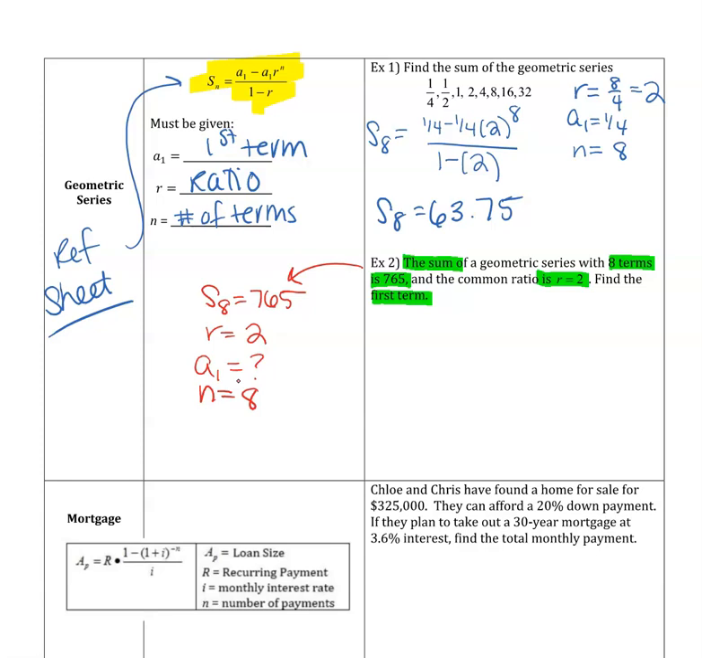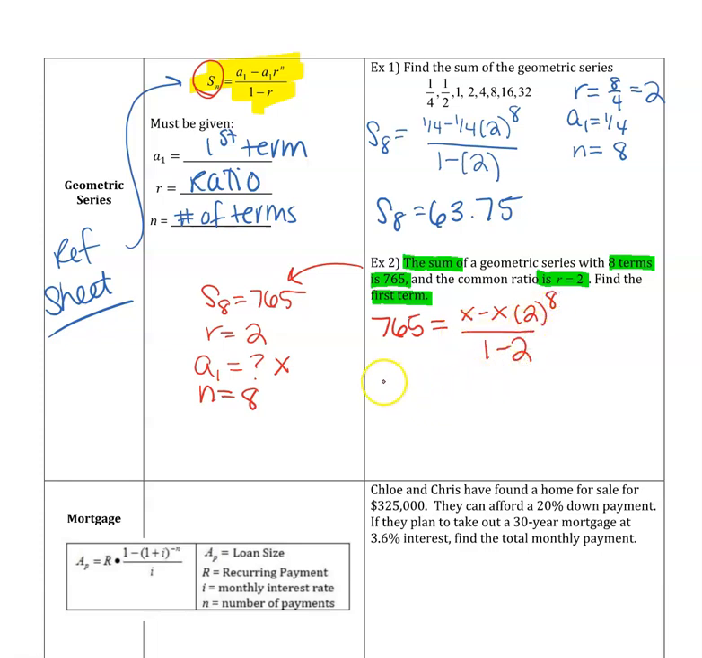Okay, so now I just switched up what you're solving for, but it's still the same formula. So I'm going to plug 765 in for S sub n, the sum. My first term, I don't know, so let's call it x. My common ratio is 2, and I know there are 8 terms.